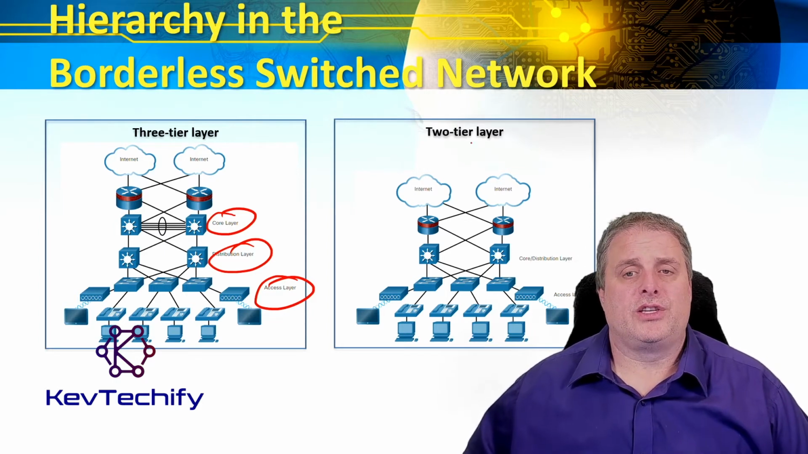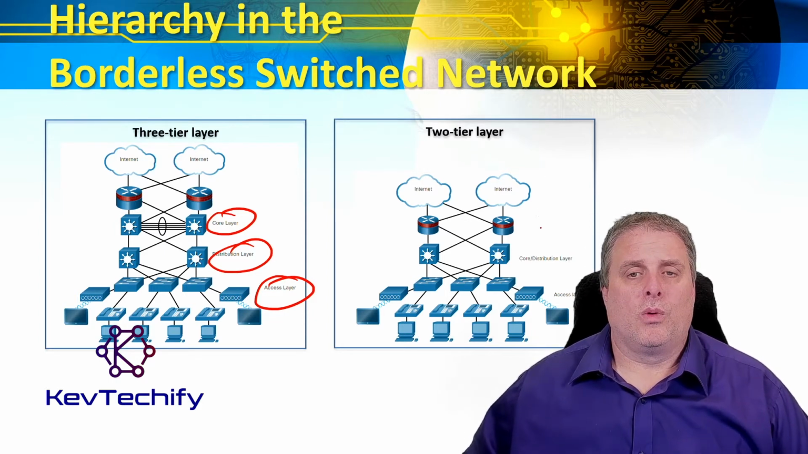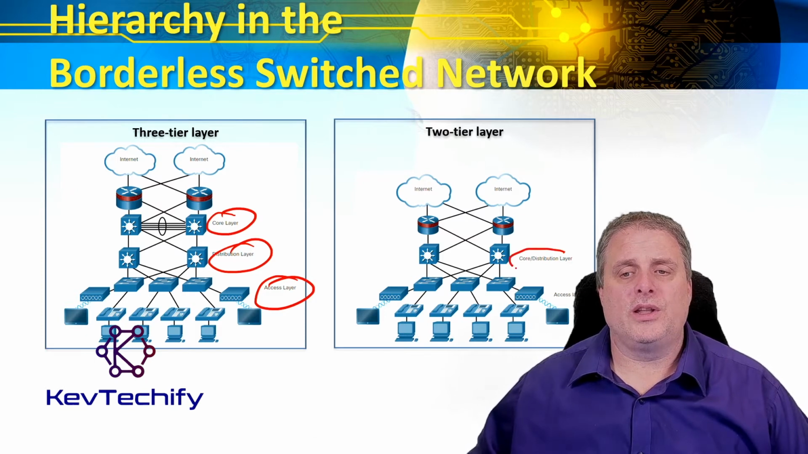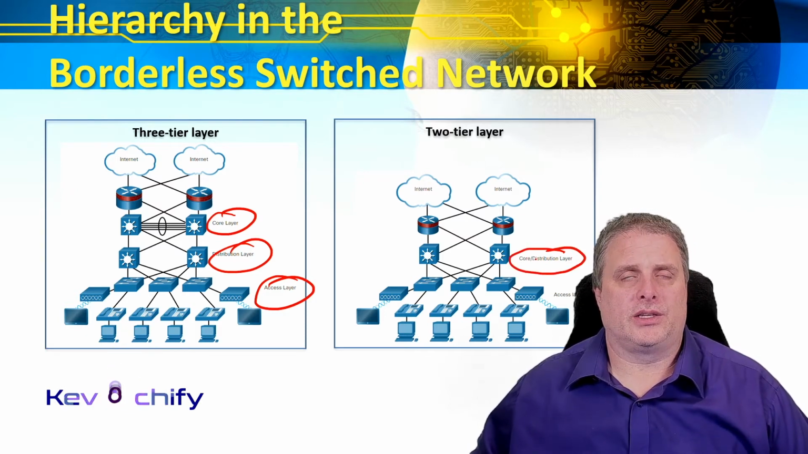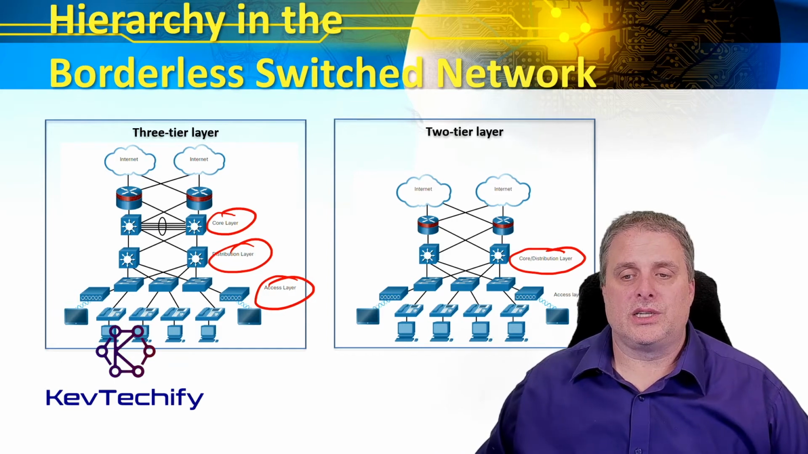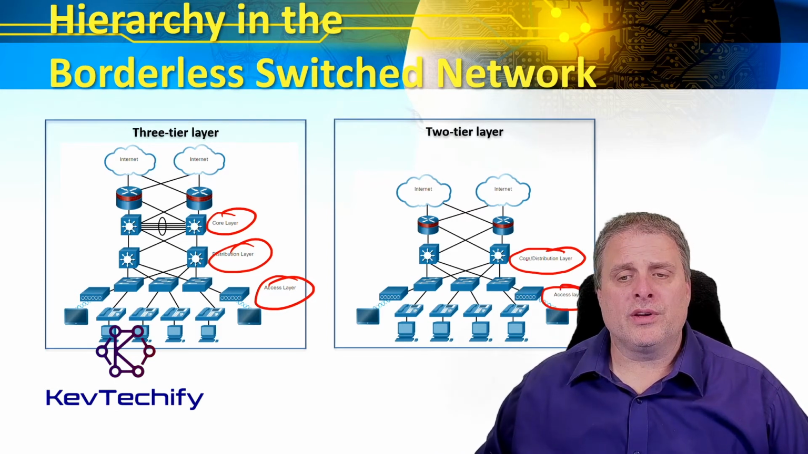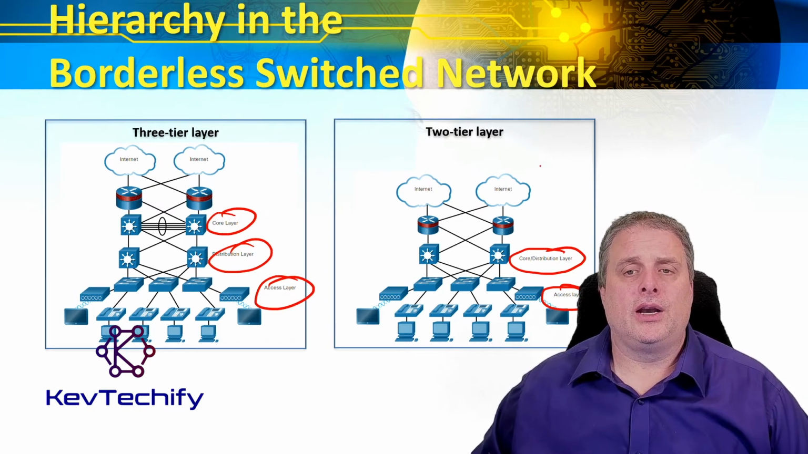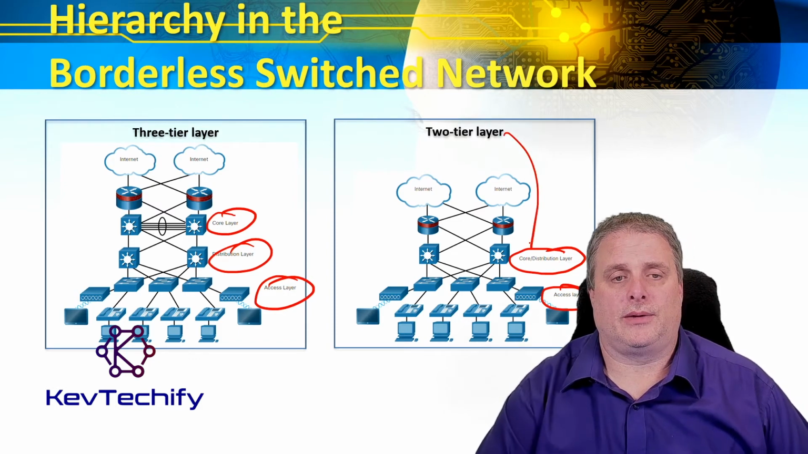Then we have the 2-tiered network. What we do in the 2-tiered network is the core and the distribution layer, they're combined. So this is typically for a smaller company. That access layer is still separate, but we've combined the core and distribution here in our 2-layer design.